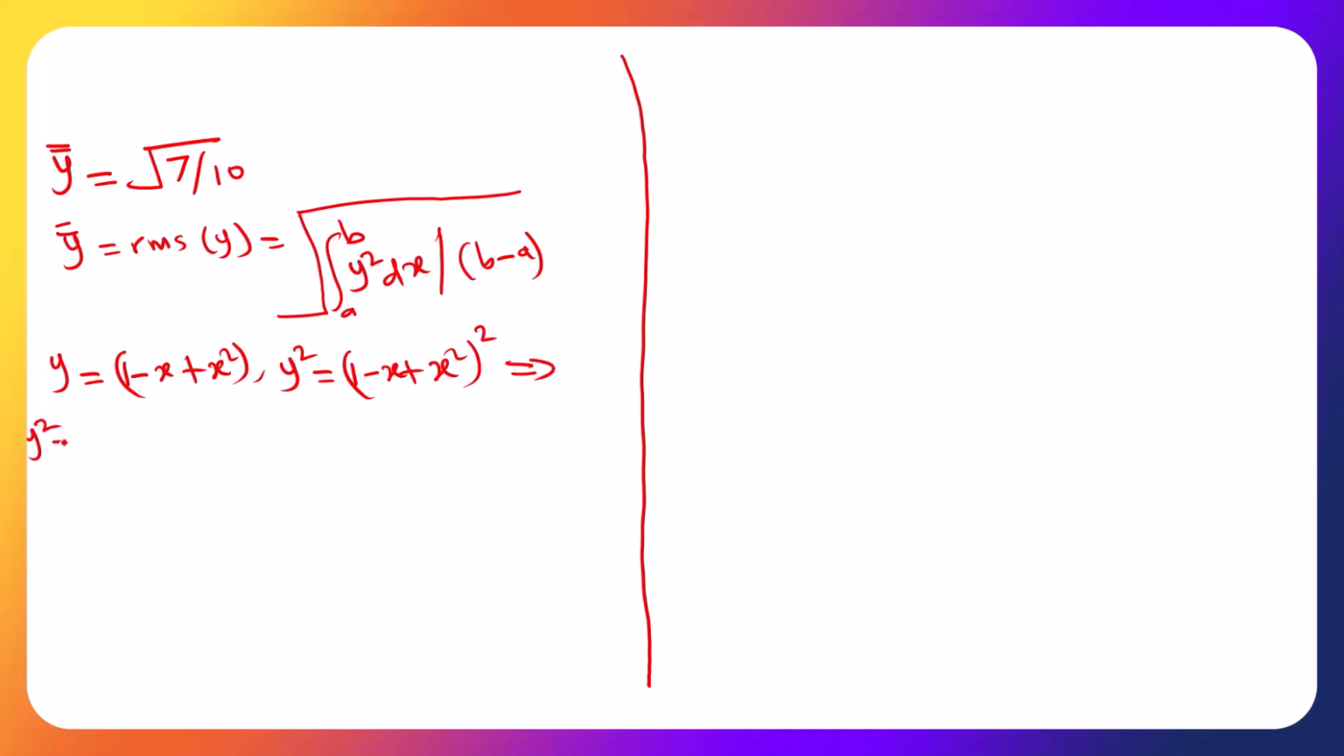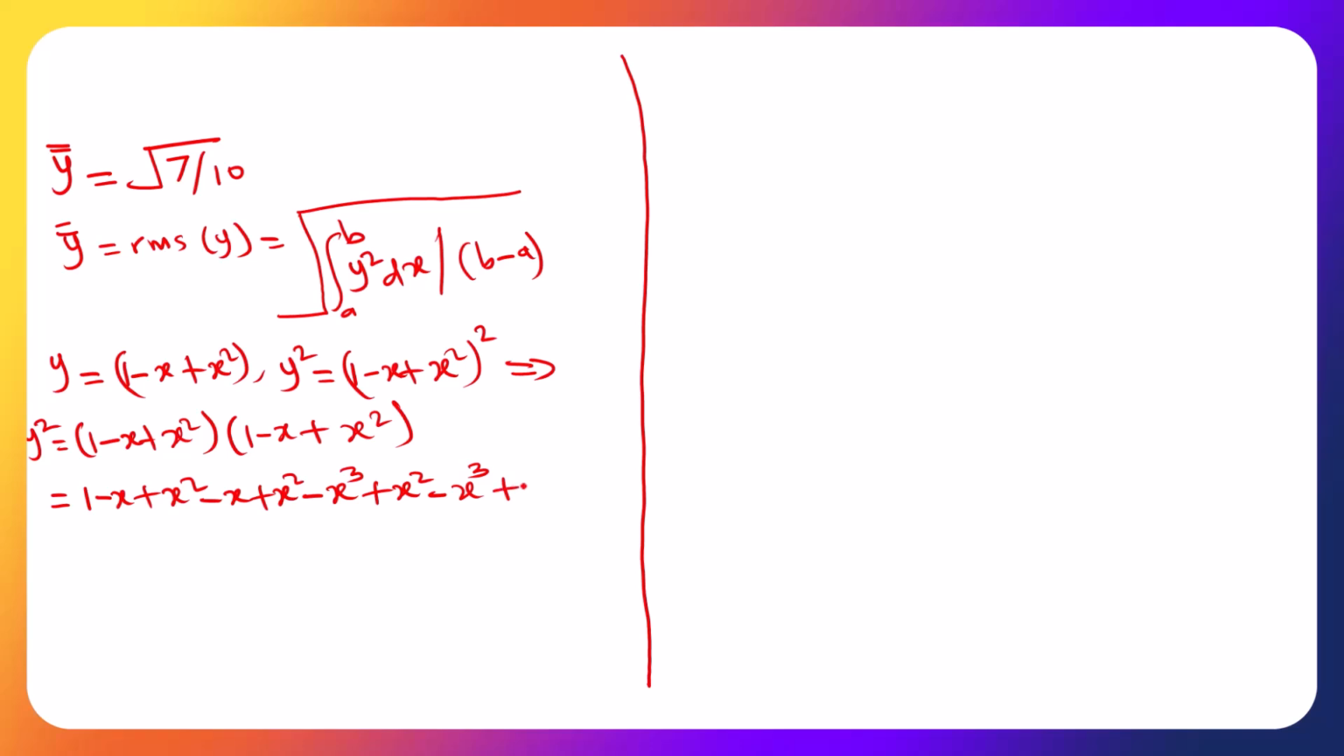So this implies that y squared is equal to 1 minus x plus x squared, into 1 minus x plus x squared, and this gives us 1 minus x plus x squared minus x plus x squared minus x cubed plus x squared minus x cubed plus x to the 4, and this is equal to 1 minus 2x plus 3x squared minus 2x cubed plus x to the 4.